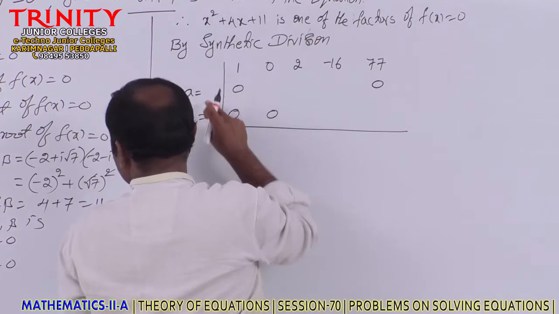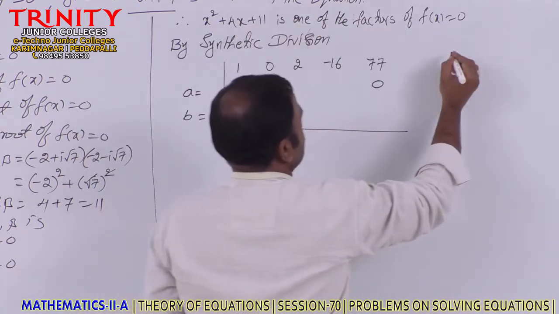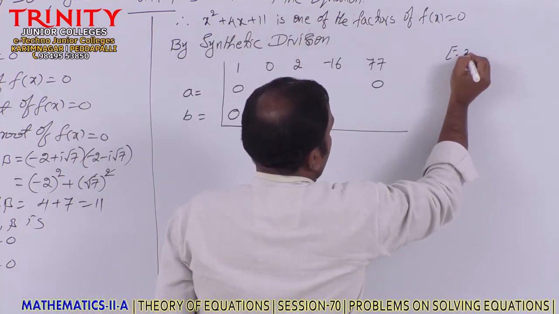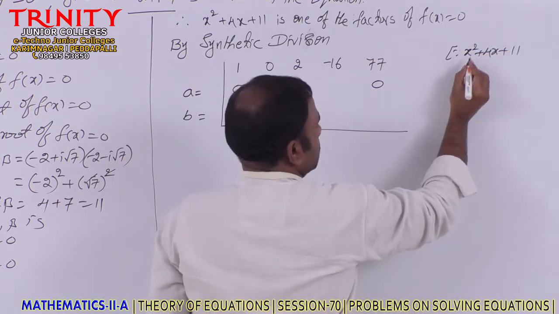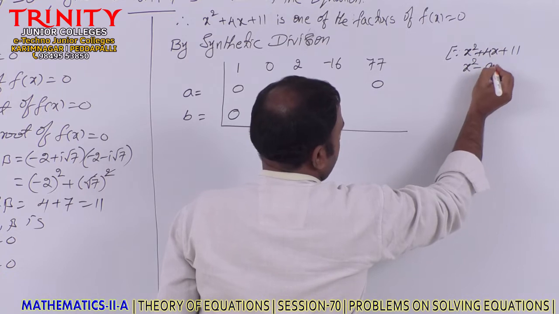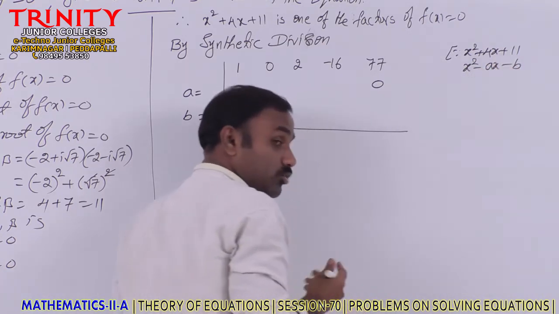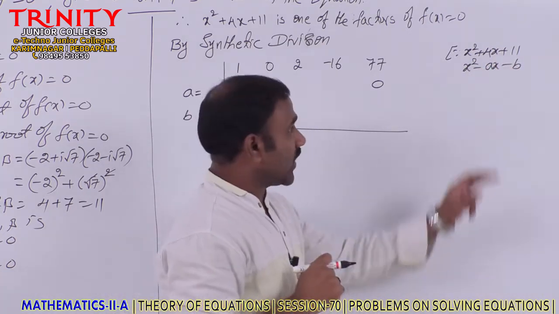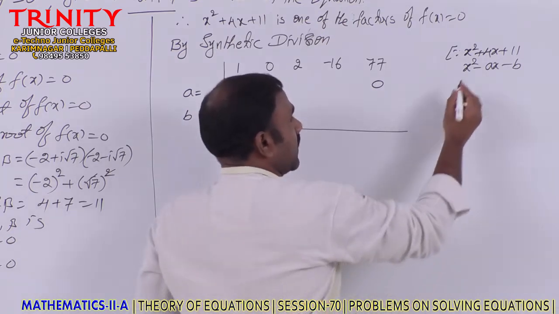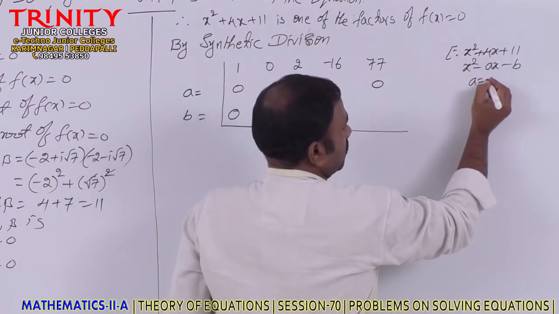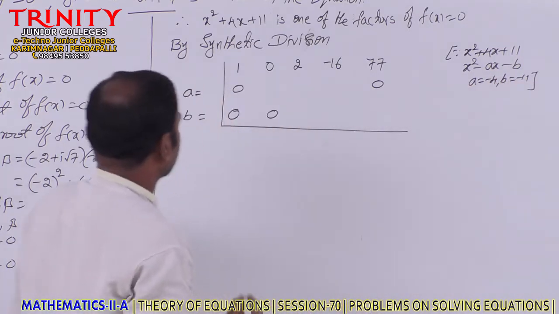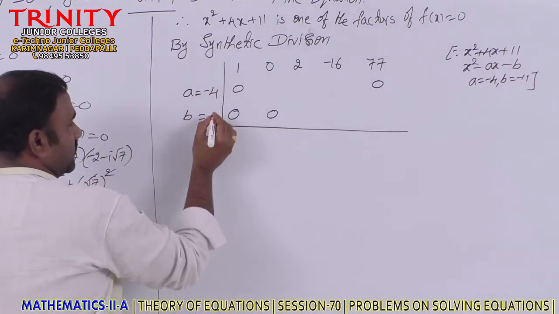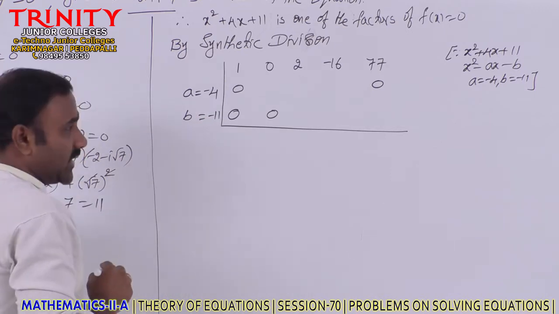To write these a and b values, the expression should be x square plus 4x plus 11. It should be in the form of x square minus ax minus b. By comparing this, we will get a is equal to minus 4 and b is equal to minus 11. That is, a is equal to minus 4 and b value is minus 11.